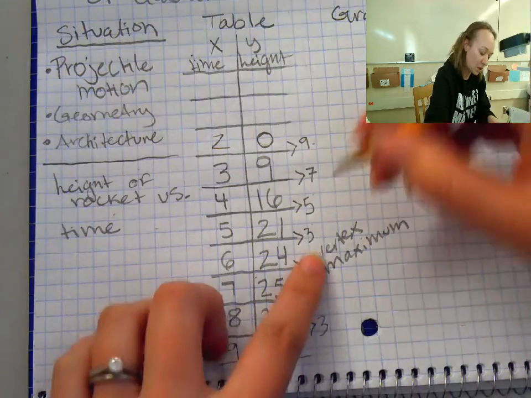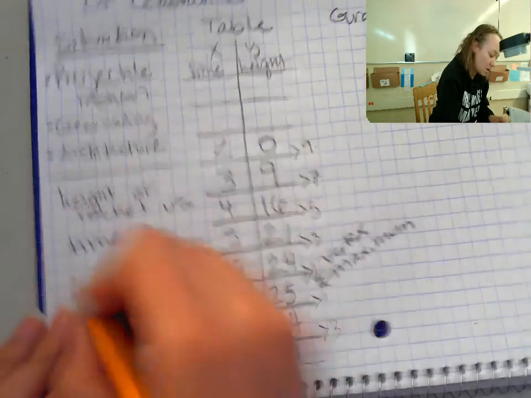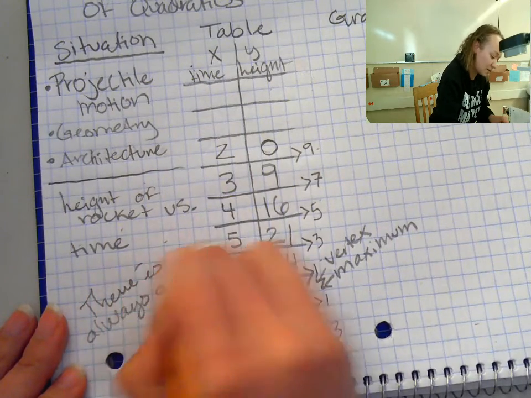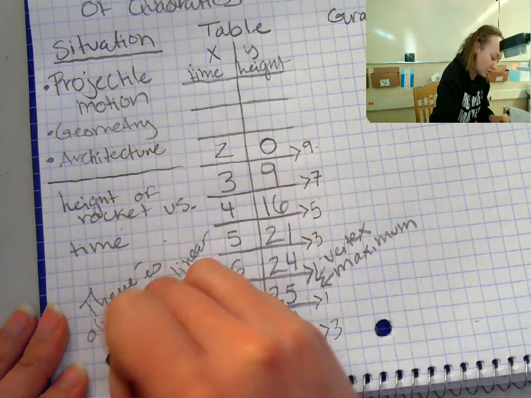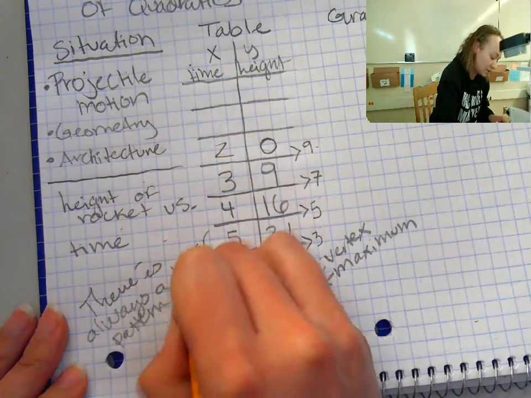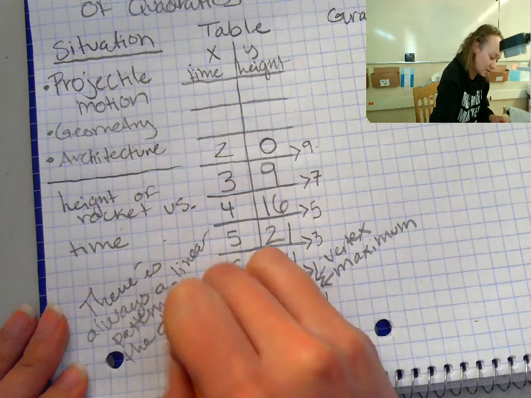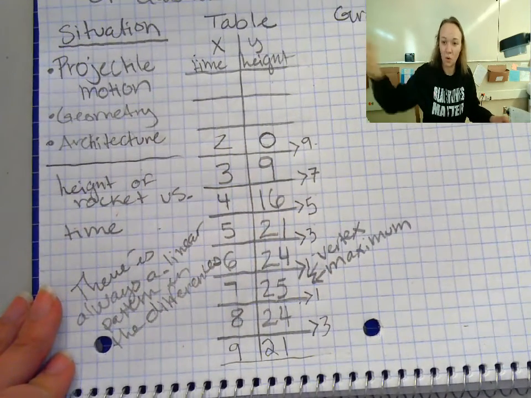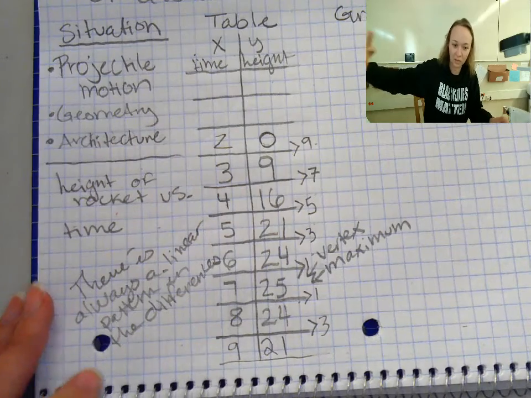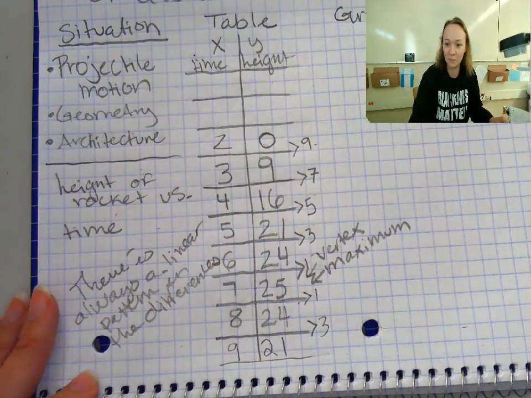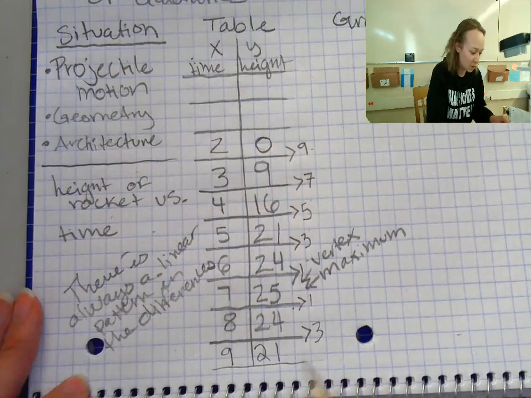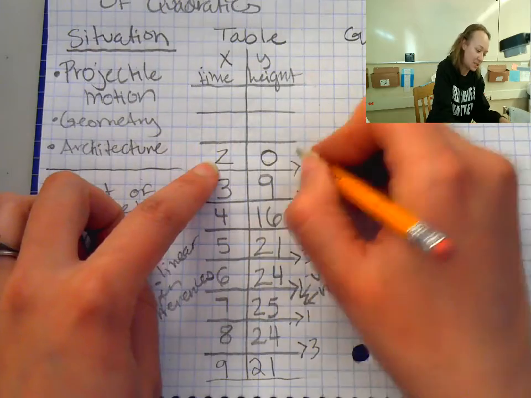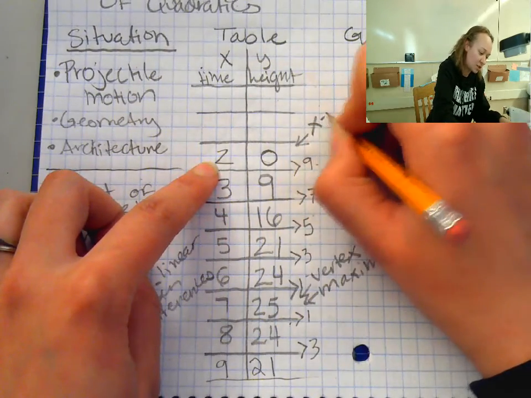Okay, how do we write that? We're going to say there is always a linear pattern in the differences. That's not going to matter super much for this class, but as you go on and continue in your study of quadratics and parabolas, that's going to become more of a big deal. Okay? All right, now, other things we should notice. When y is 0, x is 2, that means this is one of the x-intercepts.